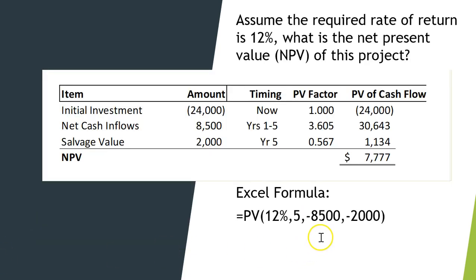I can also do this in Excel. The Excel formula is PV, open parentheses, 12%, 5 periods, minus 8,500, that's the payment, minus 2,000, that's the future value.